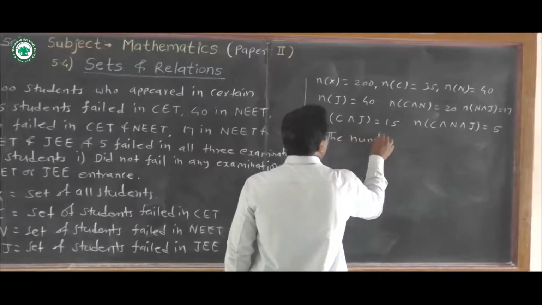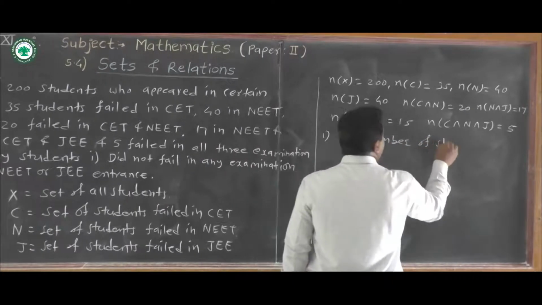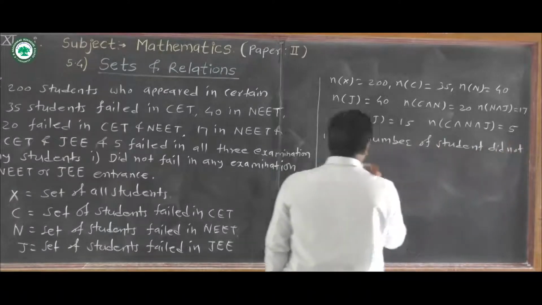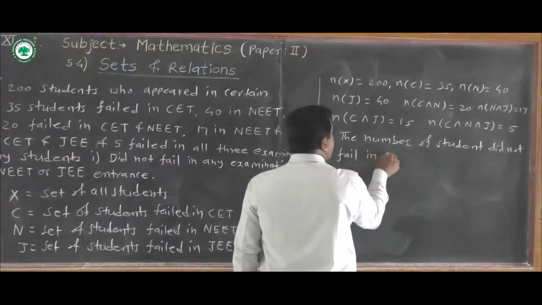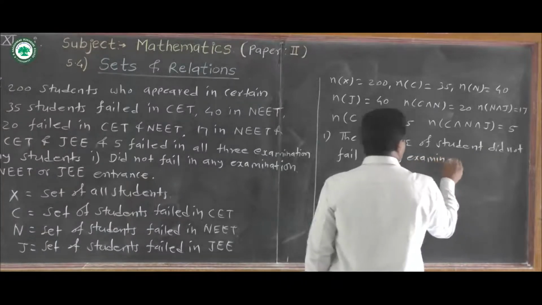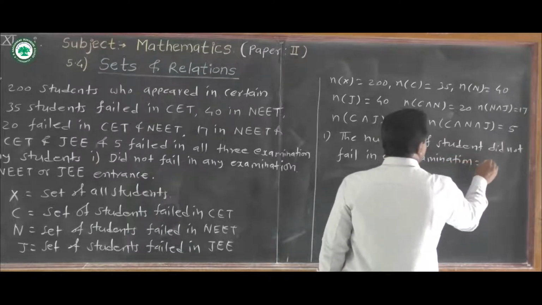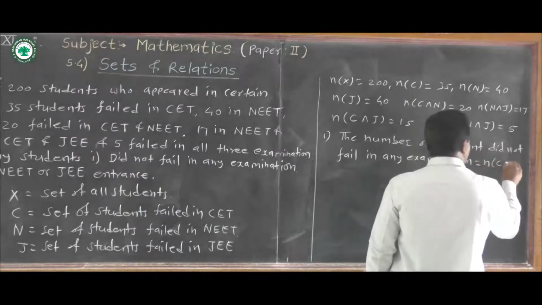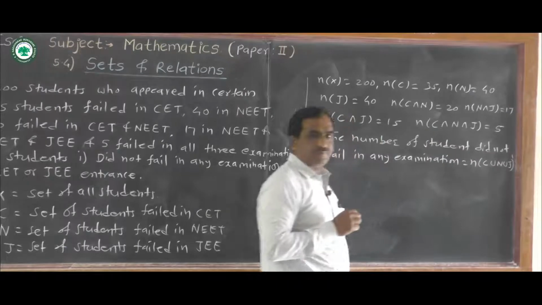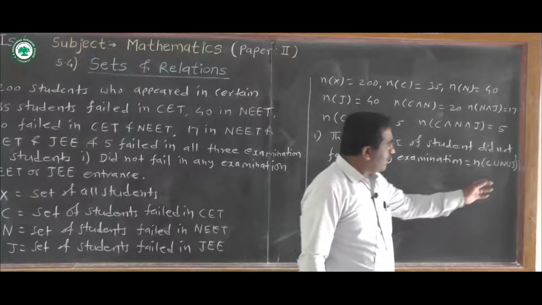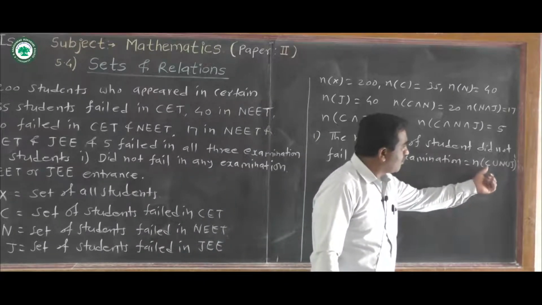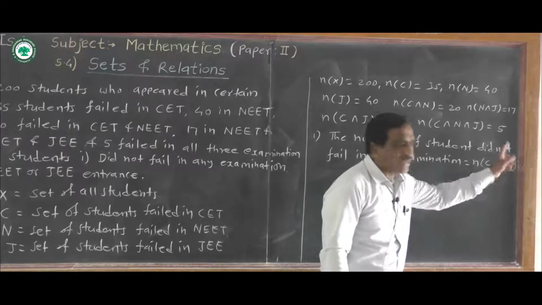The number of students who did not fail in any examination is equal to the number of (C union N union J) complement. We have to find the value of this, the number of (C union N union J) complement.